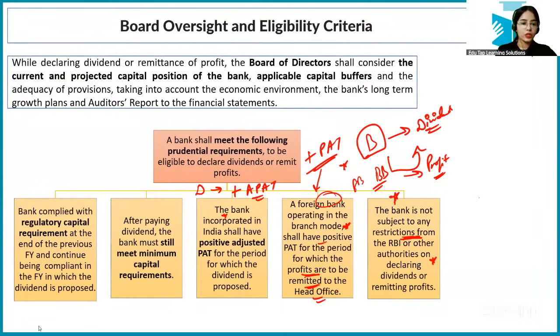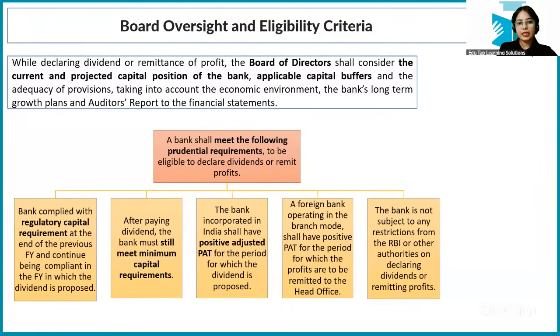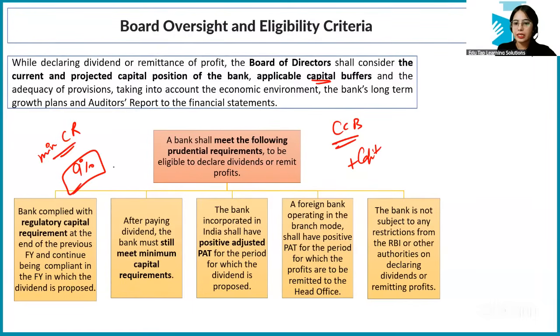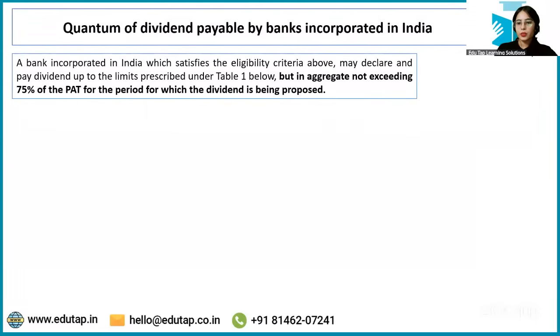Is this all clear? And see, capital buffers, CCB is your capital conservation buffer. These are the additional capital that the bank has to maintain. So the minimum capital requirement is 9% of the risk-weighted assets. But the capital conservation buffer is the additional capital of 2.5% against the risk-weighted assets that the bank has to maintain. Now, coming to the next point, a bank incorporated in India which satisfies.